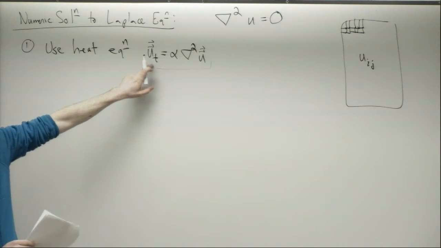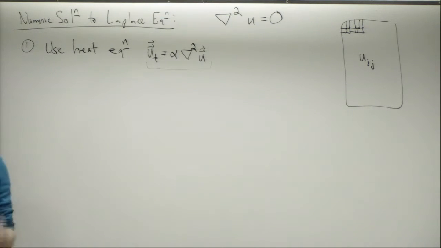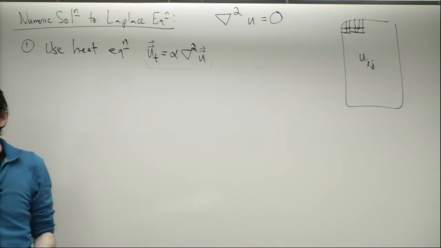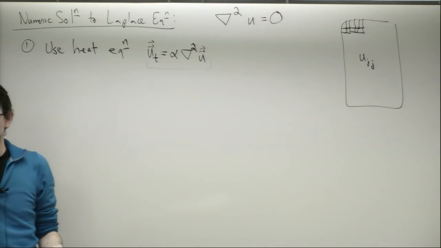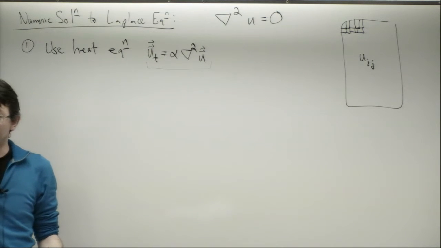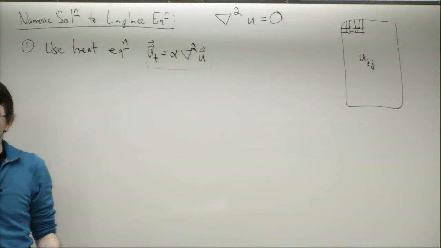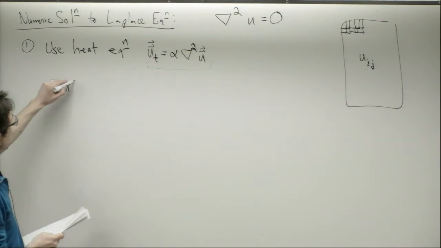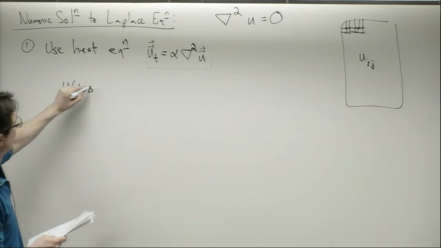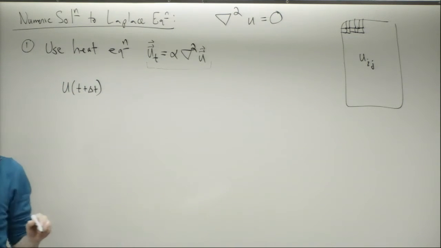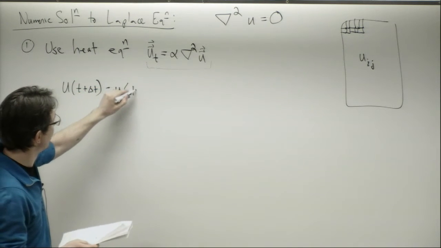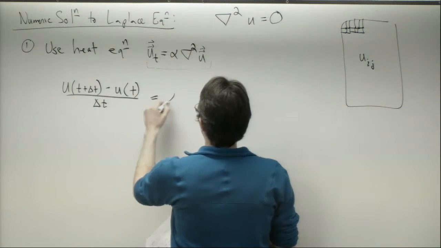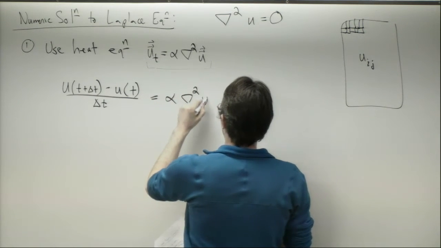So the crudest approximation to this time derivative, what did we learn from 564? What's the simplest first derivative we can take? Sorry? I heard Euler. What else? Like a forward difference. So we're going to say that this is U at time t plus delta t minus U at time t, divided by delta t, equals alpha Laplacian of U.